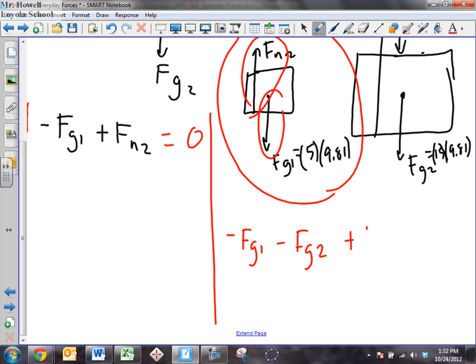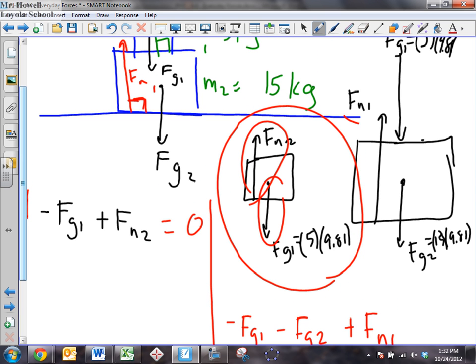Yes, we called that Fn1, right? If you go back to our diagrams to be consistent, we called that Fn1 right here. The negative Fg2 is the weight. Negative Fg2 is the weight of the big box right here. Negative Fg1 is the weight of the smaller box up here.